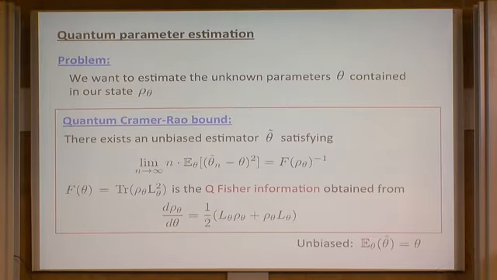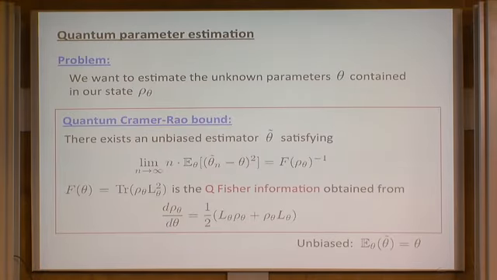So the quantum Cramér-Rao bound says that there exists an unbiased estimate theta tilde satisfying this inequality. In other words, the estimation error is lower bounded by the inverse of F, where F is the quantum Fisher information, which doesn't depend on the measurement. This is the essential lower bound of the estimation error. This quantum Fisher information is obtained by solving this linear equation. Here's an unbiased condition. So this is the general result in the quantum parameter estimation problem.